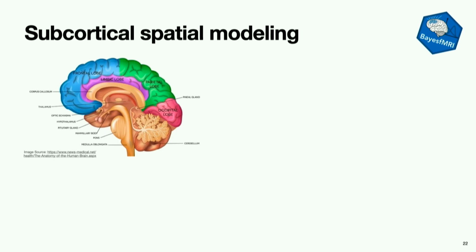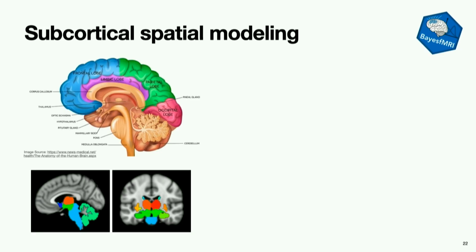Okay, I also want to show you that we can apply these models now to subcortical structures as well. So in the spirit of gray ordinates, we want to analyze all the gray matter of the brain, but we want to do it in a way that respects the cortical anatomy. If we just focus on the cortical surface, of course we're ignoring everything that's going on under the cortex. So we don't want to do that.